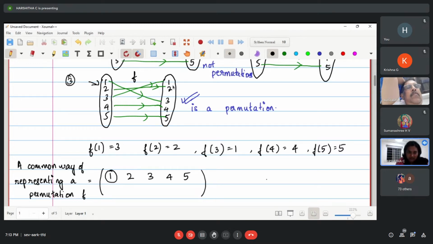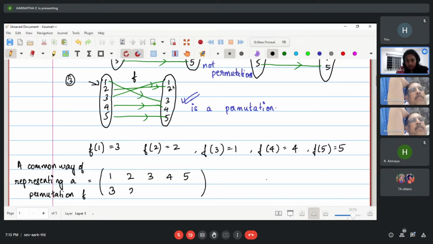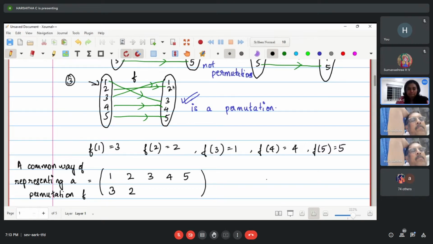Right. So what is the image of 1? 3. So we put 3 below 1. This means f of 1 is 3. Okay. Now what is f of 2? It is 2. So we put 2 below 2. And what is f of 3? 1. F of 4 is 4. And f of 5 is 5. Right. So this is how we usually will represent a permutation.